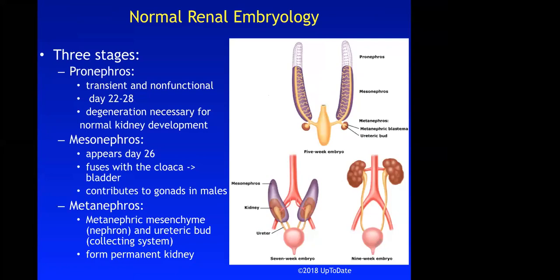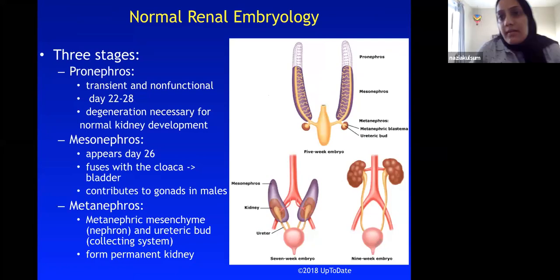So for normal kidney development, basically the kidney develops in three stages: the pronephros, mesonephros, and the metanephros. This is going back to your embryology. Pronephros and mesonephros appear at the same time, roughly around the 4th to 5th week of gestation. These are basically rudimentary structures. They are transient, so they disappear or involute over time.